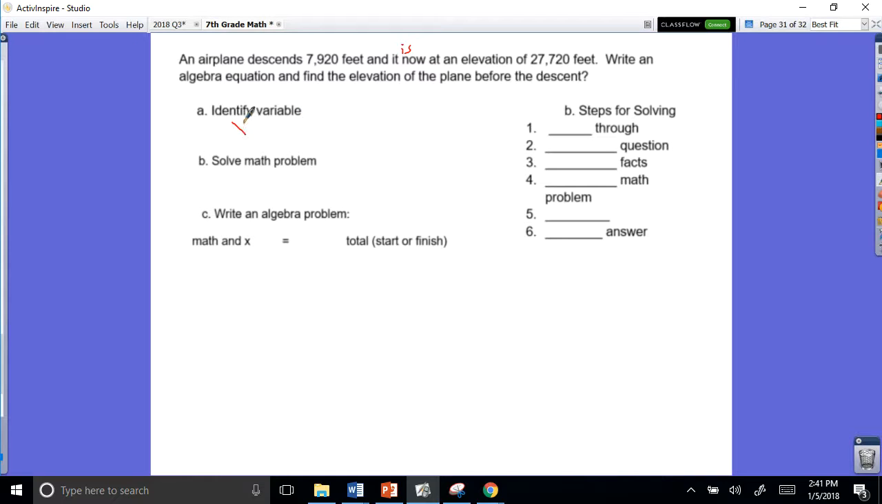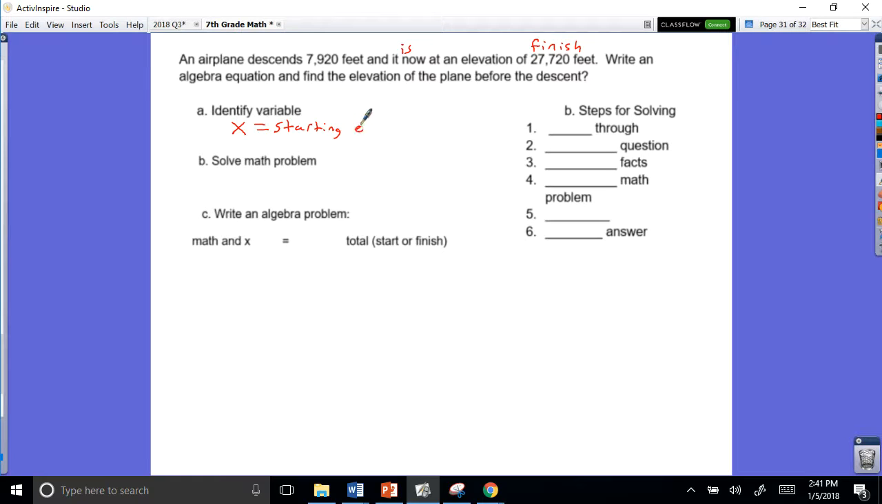Part A, the thing we're going to do first is identify our variable. We'll just call it X. X is going to be the elevation the plane started, because see, it's now here. This is its finish. This is where it's at now. We're trying to find the starting elevation. That's the thing we don't know.